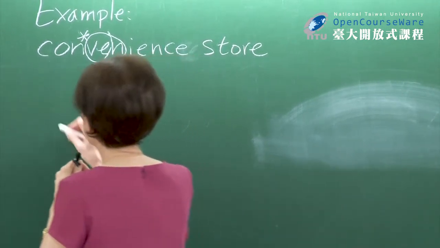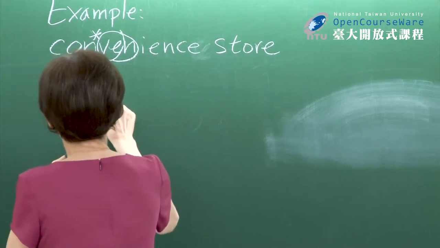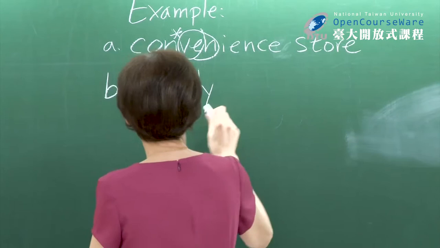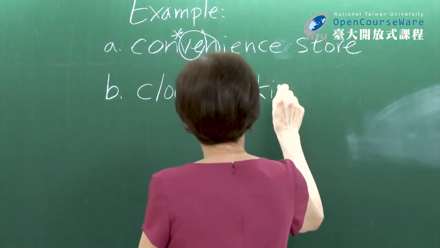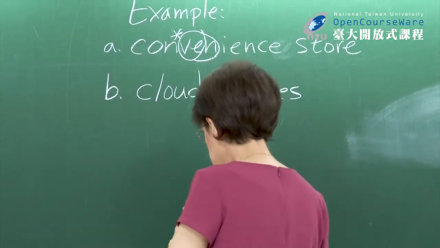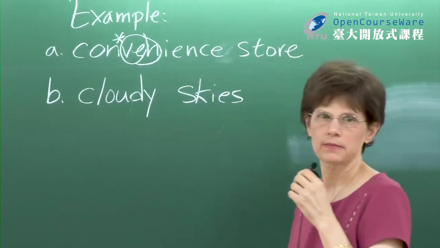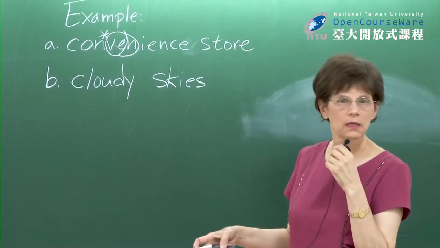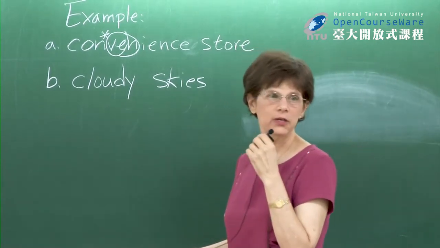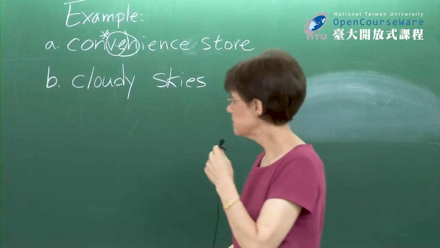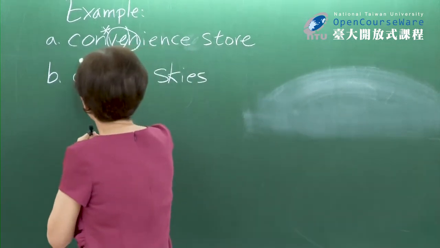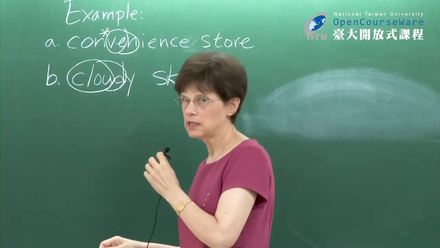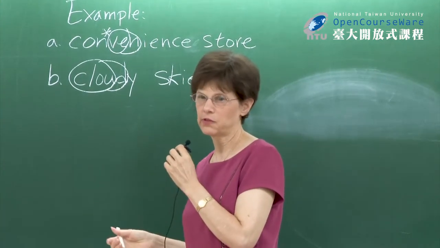For example, this is example A, this is example B. All right, what do we circle here? What do we circle here? Spell it out in letters so I know how far to go. This is okay, and this is okay. Both are okay. Cloudy, because really we divide it after the vowel.